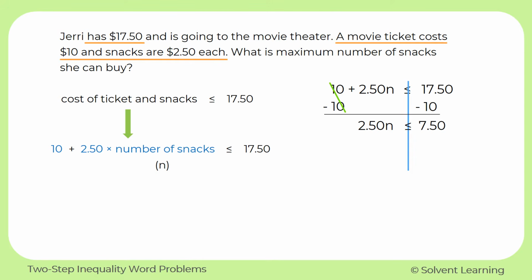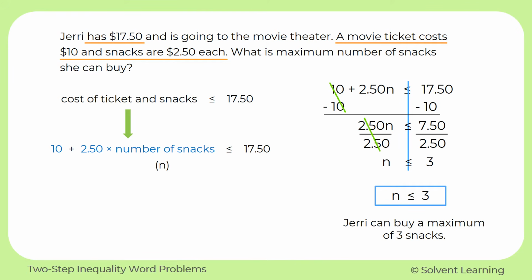Now to get n by itself, we need to divide by 2.50, and do the same thing on the other side. 2.50 over 2.50 cancels out, so on that side I just have n left. On the right side, 7.50 divided by 2.50 equals 3. So n is less than or equal to 3. That's our solution: n, which represents the number of snacks, is less than or equal to 3. Or in terms of the word problem, Jerry can buy a maximum of 3 snacks.